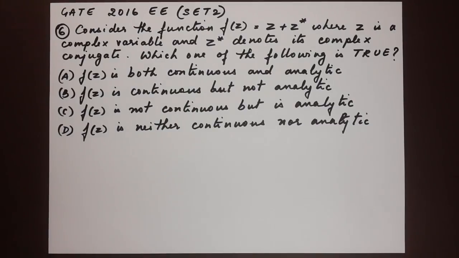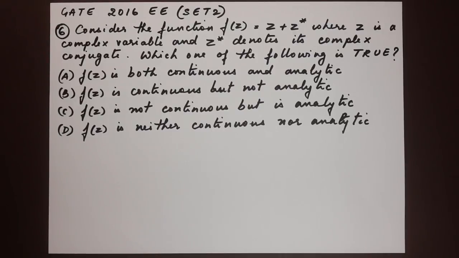Here's the next question. Number 6. Consider the function f of z is equal to z plus z conjugate, where z is a complex variable and z star, or z conjugate, denotes its complex conjugate. Which one of the following is true? F of z is both continuous and analytic. F of z is continuous but not analytic. F of z is not continuous but is analytic. And f of z is neither continuous nor analytic.